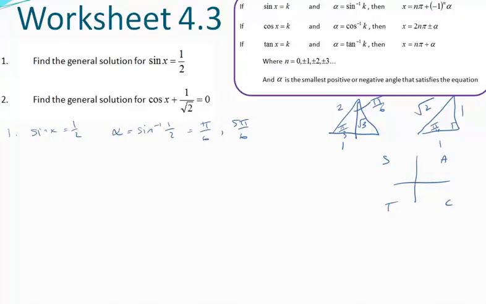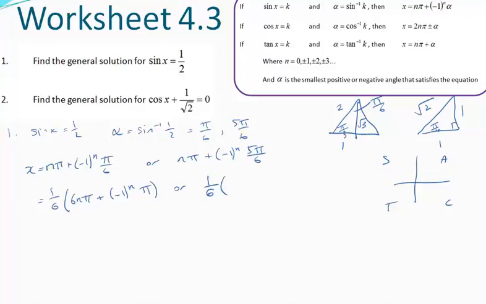So here we can enter these into our actual formula. We've got x equals n pi plus minus 1 to the power of n of alpha, so pi on 6, or n pi plus minus 1 to the power of n, 5 pi on 6. To make it neater, we're going to take our fraction out the front. Here 1 over 6, so pi is 6 pi on 6, so 6n pi plus minus 1 to the power of n pi. Or same again, we take our fraction out the front: 6n pi plus minus 1 to the power of n of 5 pi.